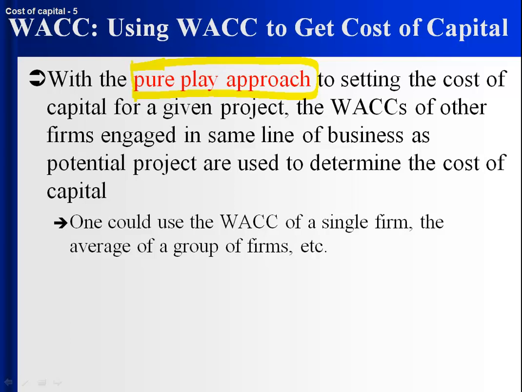And so it's very useful to say, okay, these firms engage in this line of business. Their weighted average costs of capital tell us something about the level of risk. So let's use that. You could use the weighted average cost of capital of a single firm, which is what we're going to do in this class. You could take some kind of industry average. You could do something with those numbers to say this reflects the risk associated with that line of business.